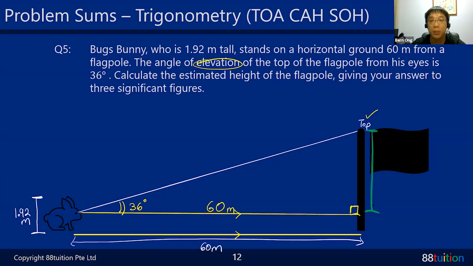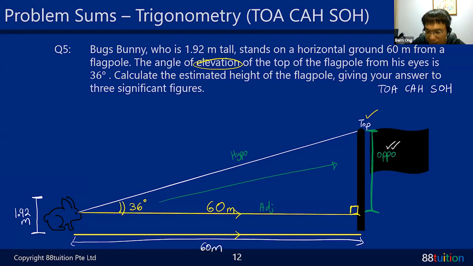Can. How come? Because it's a right angle triangle, right? So if 36 is the angle, this is called the opposite. The longest is called the hypotenuse, and the odd one out is called the adjacent. If it's a right angle triangle, I can activate TOA CAH SOH or Pythagoras Theorem. So let me write out my TOA CAH SOH at the top portion here first. The question asks for the entire height of the flagpole.